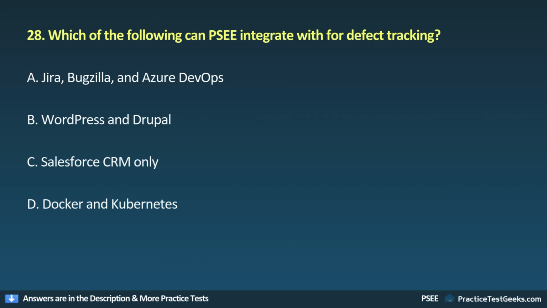28. Which of the following can PSEE integrate with for defect tracking? A. Jira, Bugzilla, and Azure DevOps. B. WordPress and Drupal. C. Salesforce CRM only. D. Docker and Kubernetes.